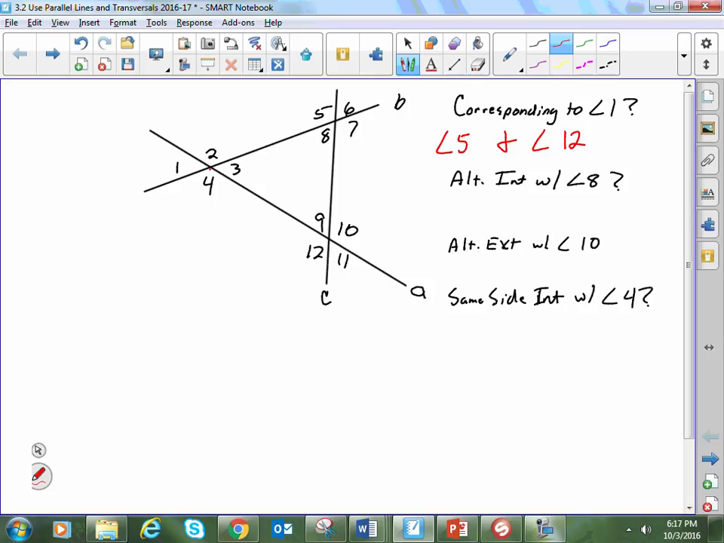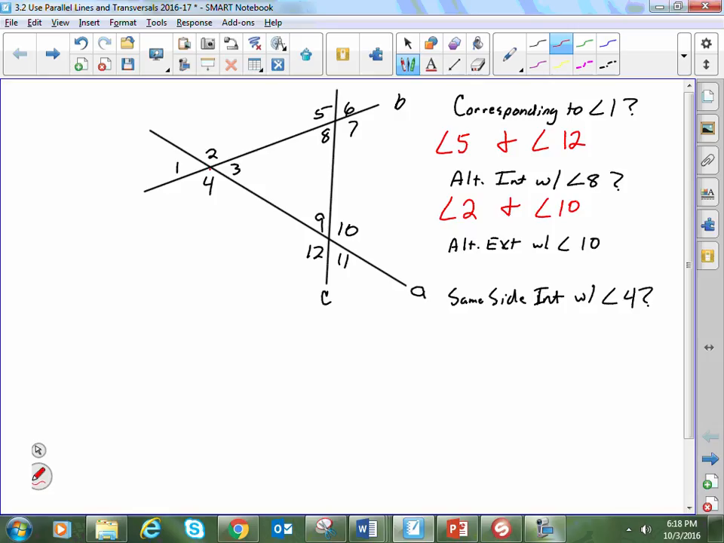So let's move on to the second question, alternate interior angles to angle 8. Now again, we have two lines that could act as transversal lines with angle 8. So an alternate interior angle to angle 8, if I use line B as a transversal line, would be angle 2. If I use line C as a transversal line, angle 10 would be an alternate interior angle to angle 8.